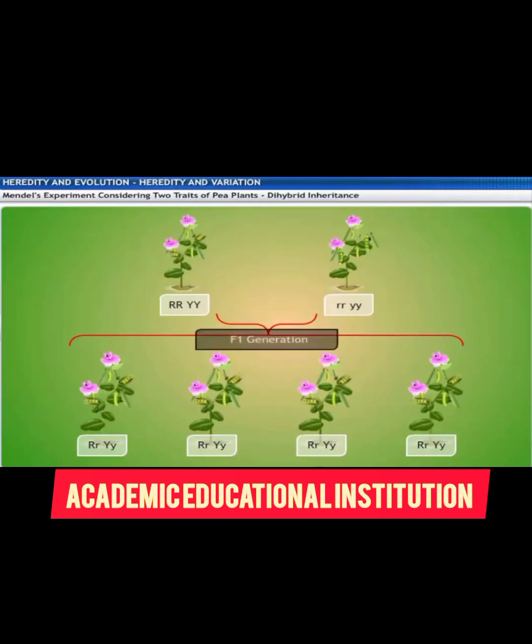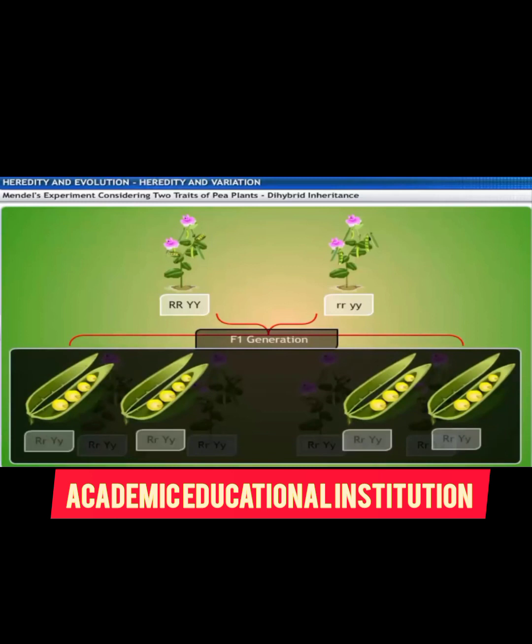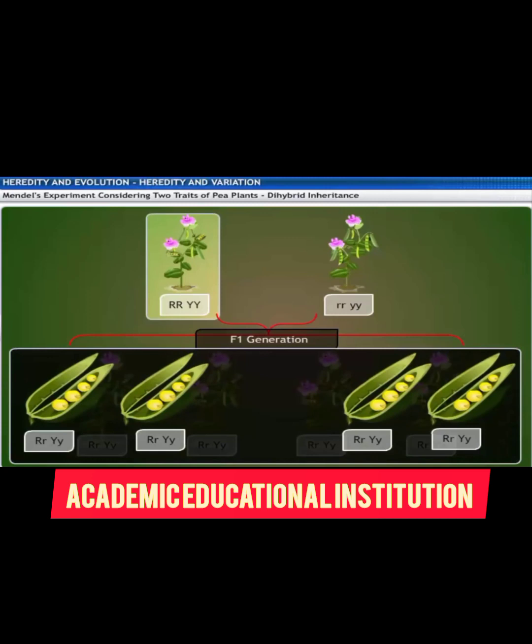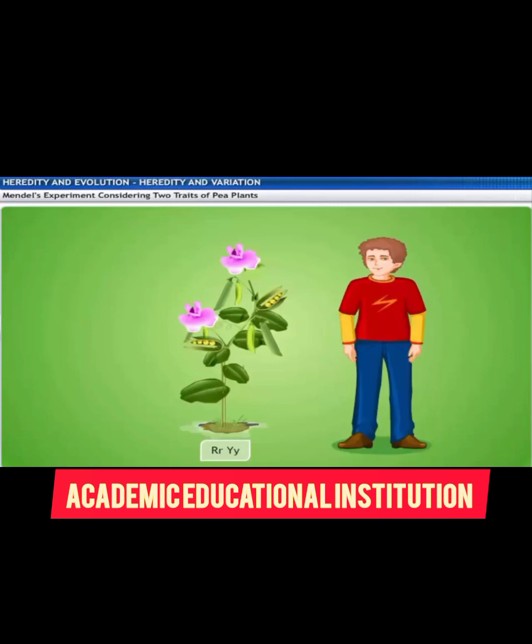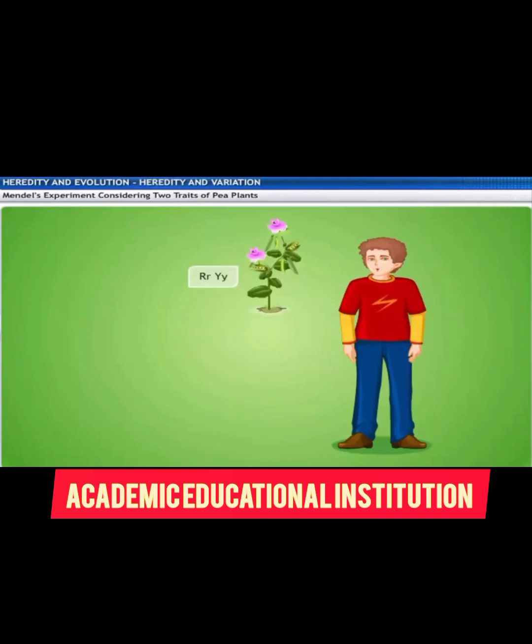The entire F1 progeny produces round and yellow seeds, Rr and Yy. In such a case, round and yellow seeds would be the dominant traits. What happens when these plants of the F1 progeny are self-pollinated?